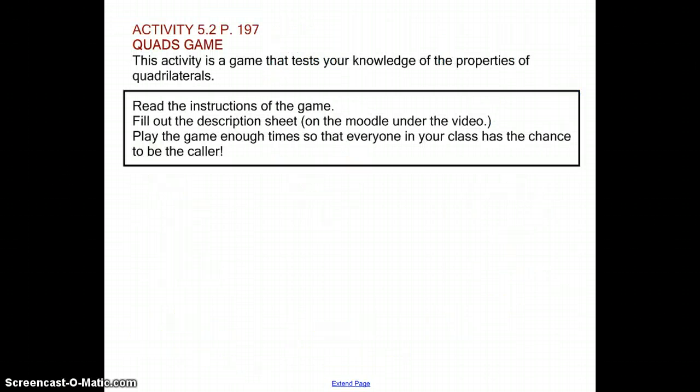Next up, we're going to play a game where we learn to continue classifying these quadrilaterals. So on the Moodle, you'll need to select the instructions, which is on the Moodle under the video, and also the Blackline Master, which is there as well. We're going to play the game enough times so that everyone in the class has a chance to be the caller. So that's 3 or 4 times for most of you. Please read the instructions on page 197 to figure out how the game works.